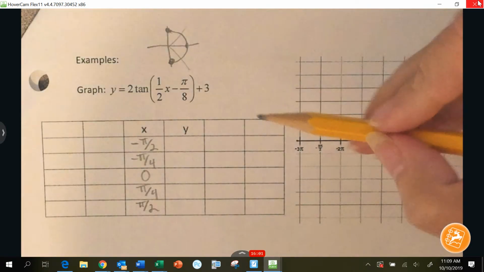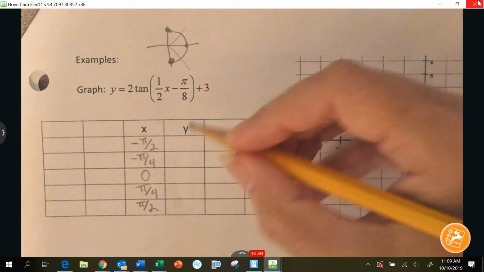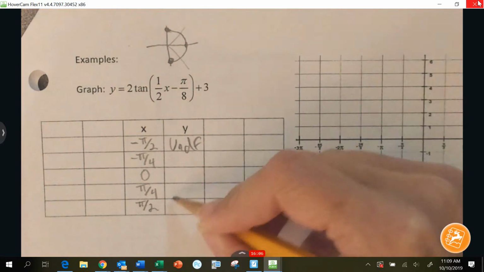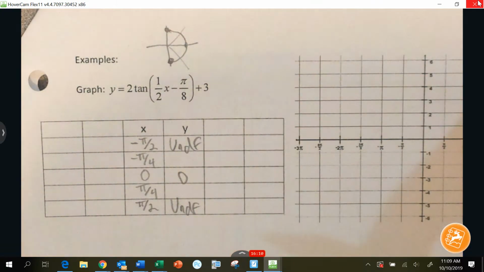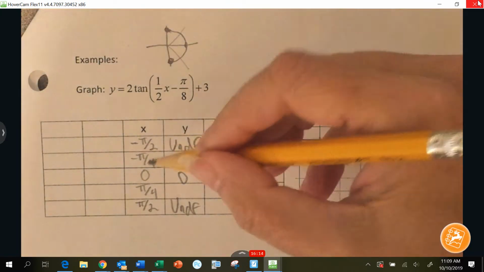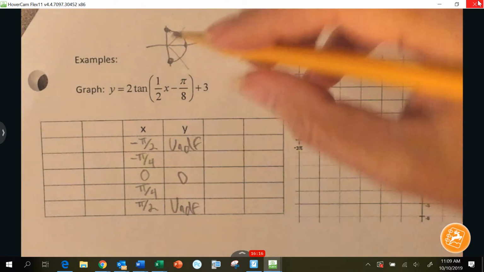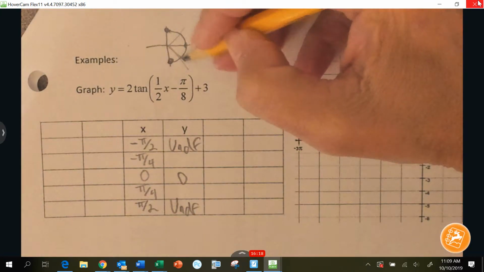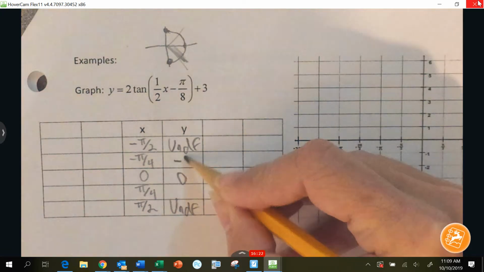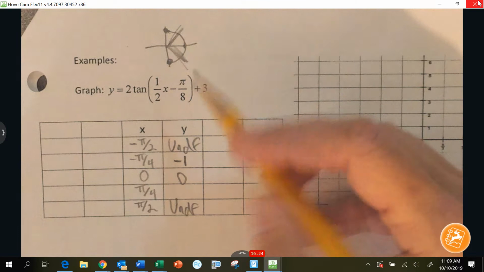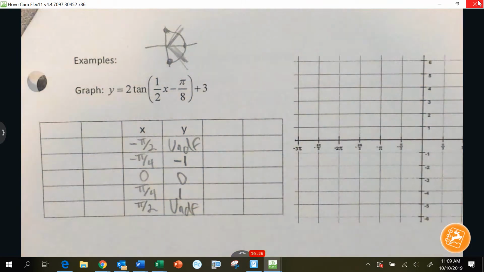And then our y values should be, if we've done it correctly, undefined to undefined, with 0 in the middle. And we now have to figure out which one's positive 1 and which one's negative 1. So at negative pi over 4, we are in the fourth quadrant. Should that be positive 1 or negative 1? It should be negative 1. And in the first quadrant is positive 1. So we have our key points.